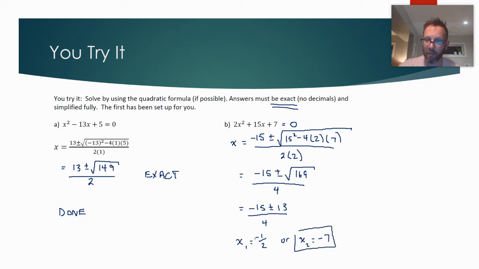So in this case, we took it all the way to the end, and our answers are exact. But we couldn't do that with part A, right? Part A, you can't do the root of 149 nicely. So you're just done. You leave it in radical form.